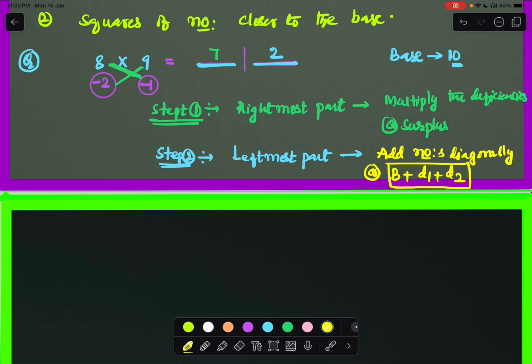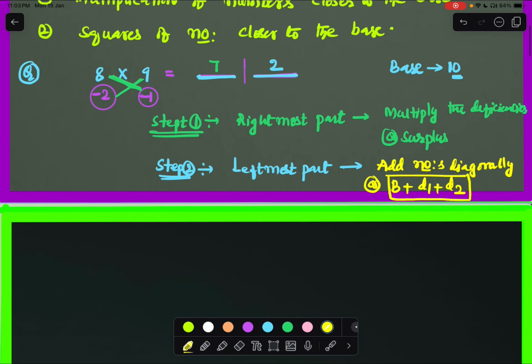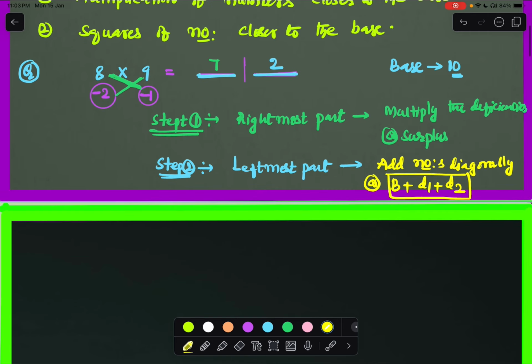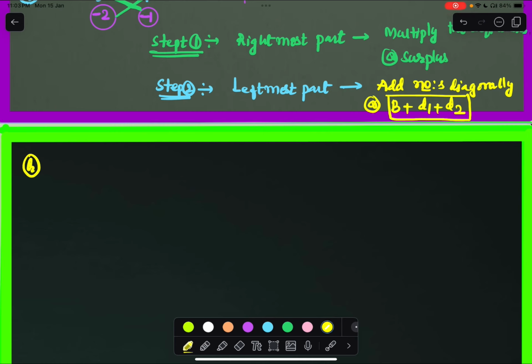Our base value is 10, plus deficiency 1, which is minus 2, and deficiency 2, which is minus 1. If we add them, I am still getting 7. So this is the logic. Once you get this clarity, you can apply the same logic for any number of numbers. Bigger numbers also we can handle very comfortably, right? So this is the process, and we'll go for a second example. Then you'll get clarity on this part, right?